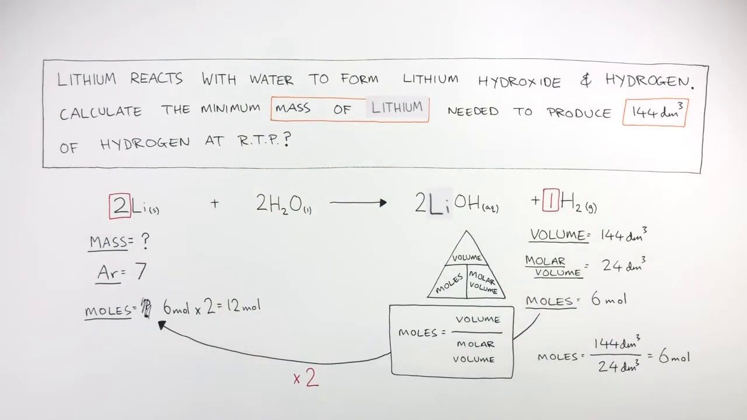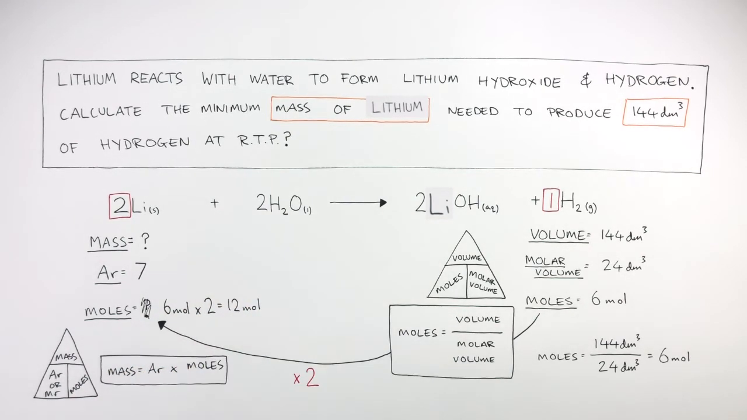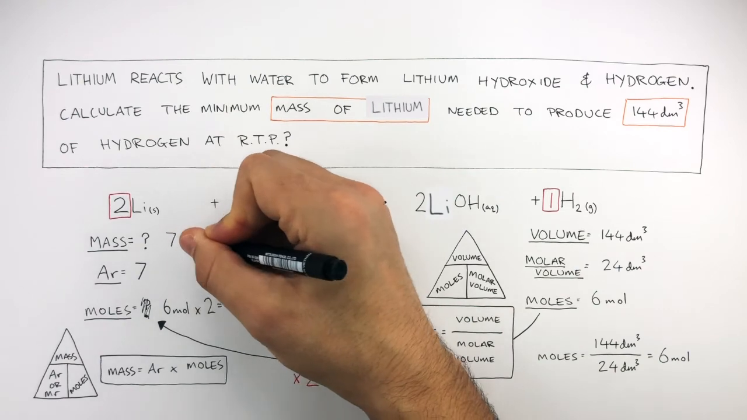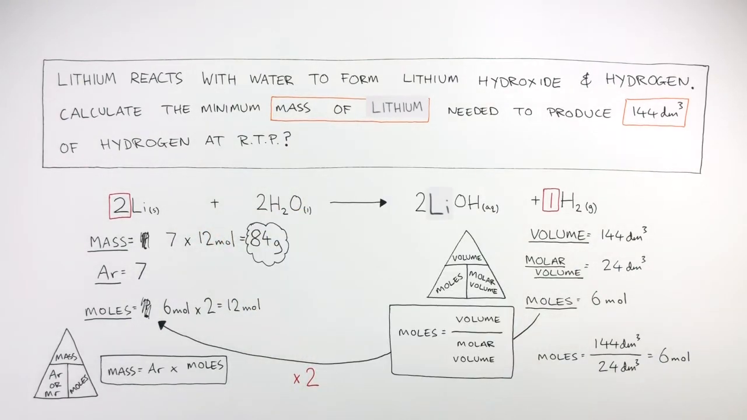To calculate mass, we use this formula triangle, where mass equals AR times moles. So we do 7 times 12 mole, which equals 84 grams. 84 grams is the minimum mass of lithium needed in this reaction.